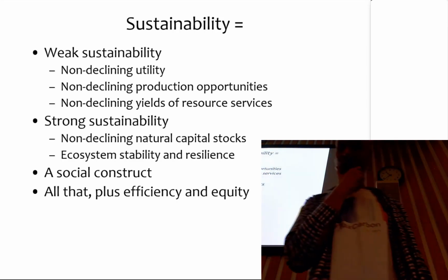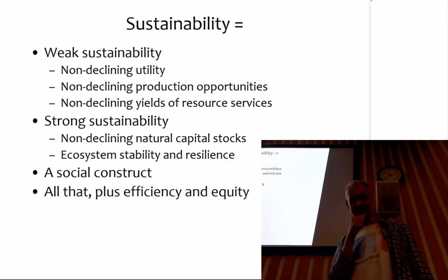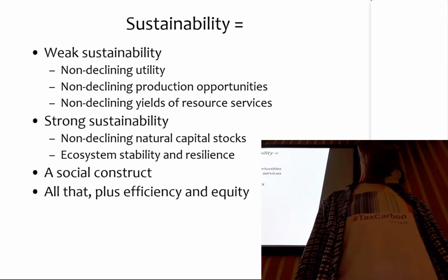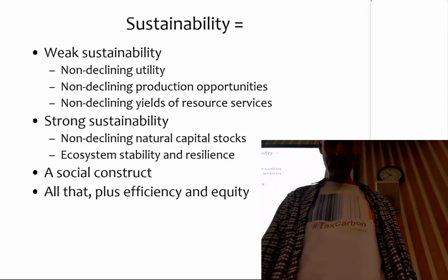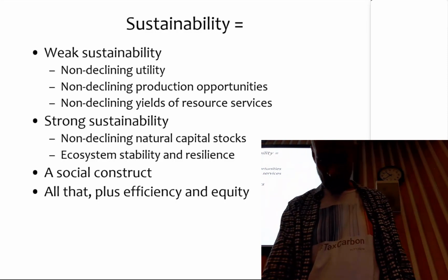So, what is sustainability? There's essentially 4 schools of thought about this, and I'm going to take you through all of them. I'm going to go through that fairly quickly.